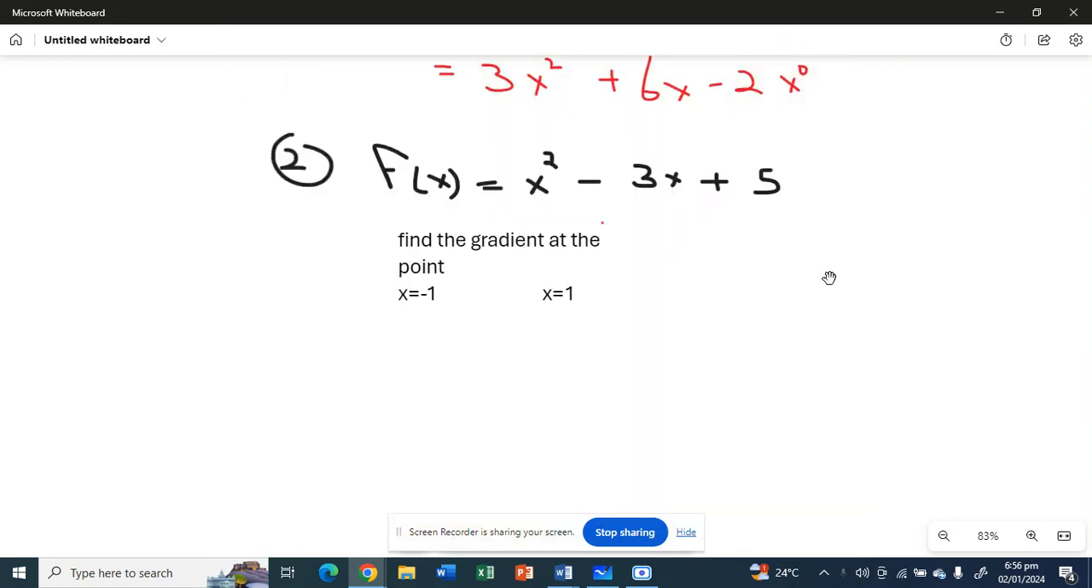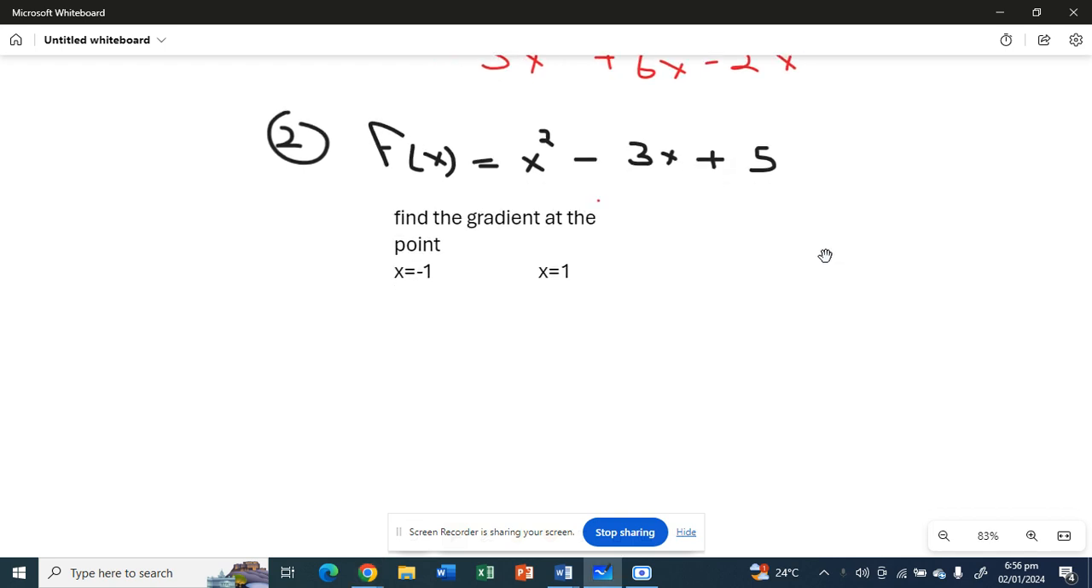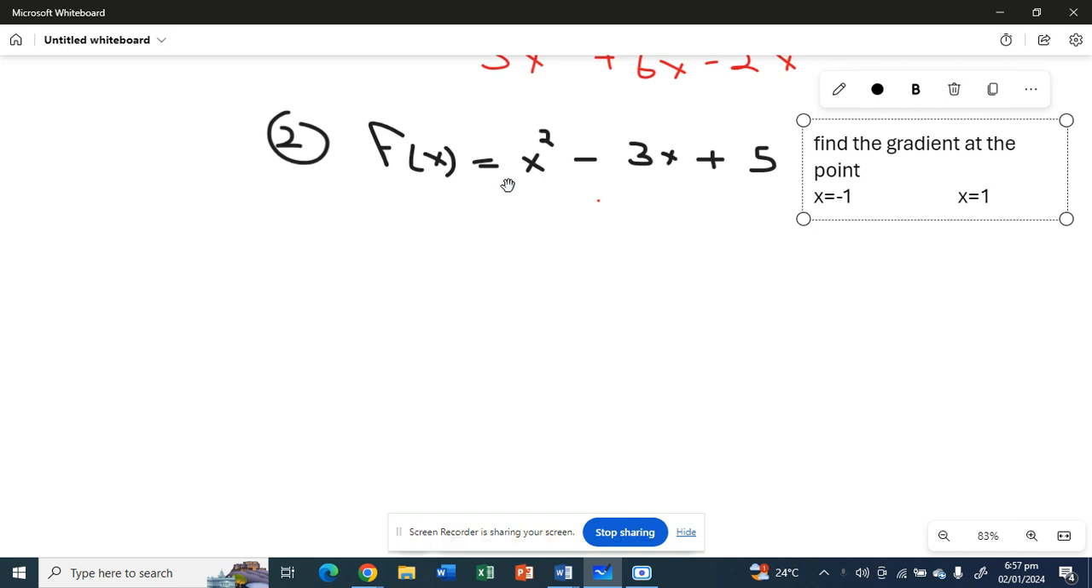All right, we have the second example. We're still looking at determining the gradient at a point using differentiation. So we've been given this quadratic function, x squared minus 3x plus 5, and we need to find the gradient at the point x equals -1 and the point x equals 1. So the first thing that we need to do is derive this function.